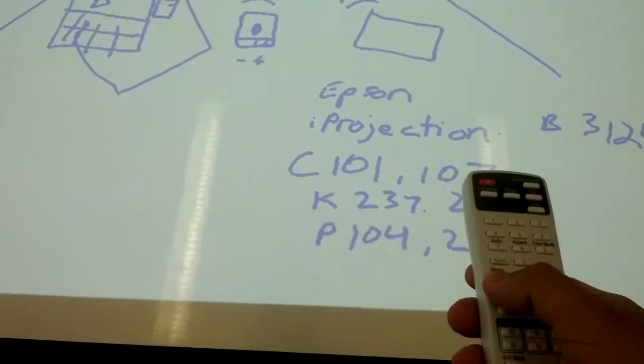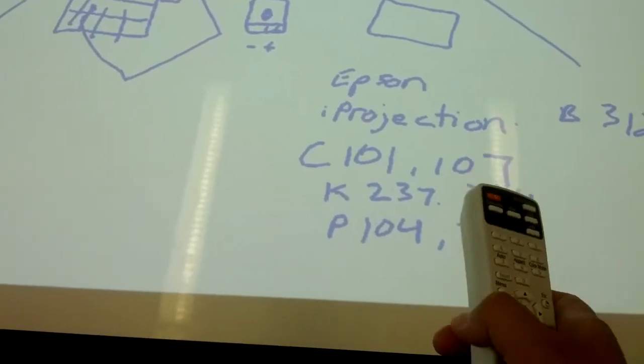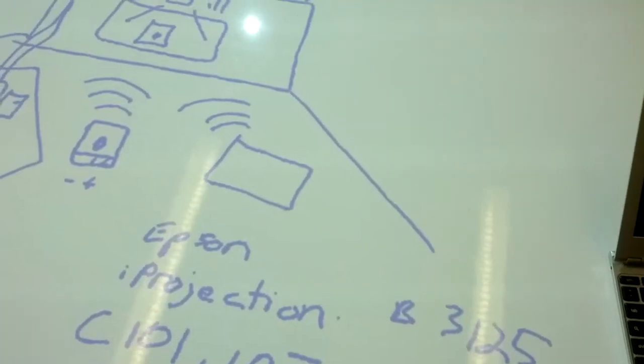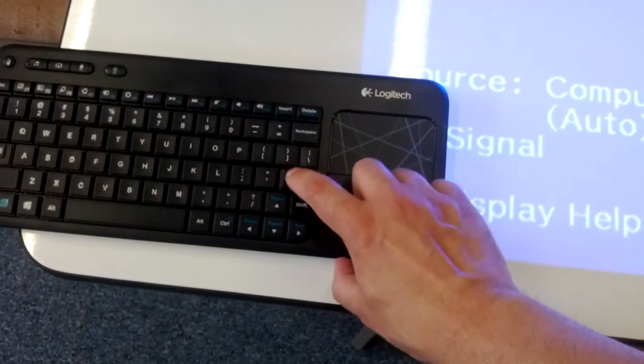I can't select signal at this time, but if I switch the projector over to computer, because there was no device connected to the projector, it was just the projector and the whiteboard. When I connect the computer to the device, then now I'm in Windows.